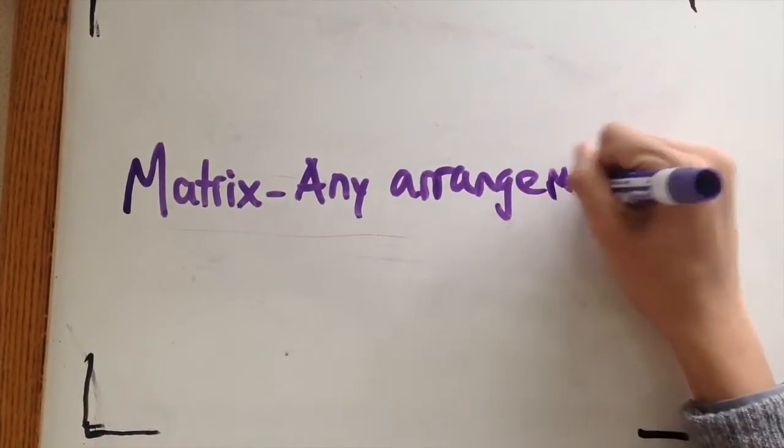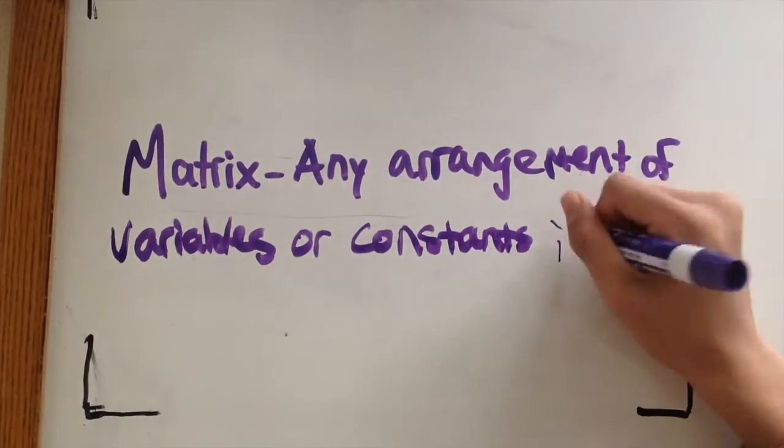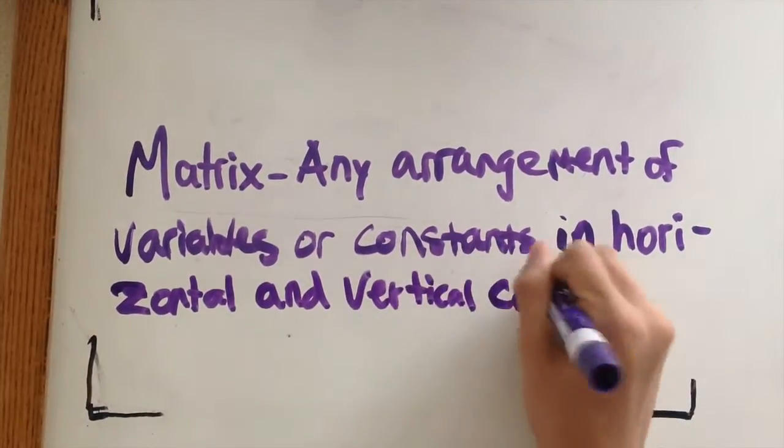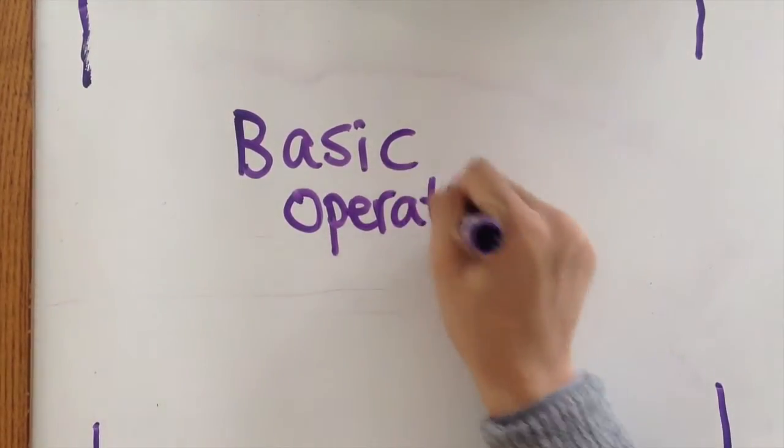First, let me introduce some vocabulary. A matrix is any arrangement of variables or constants in horizontal rows and vertical columns. Now we will introduce some basic operations.